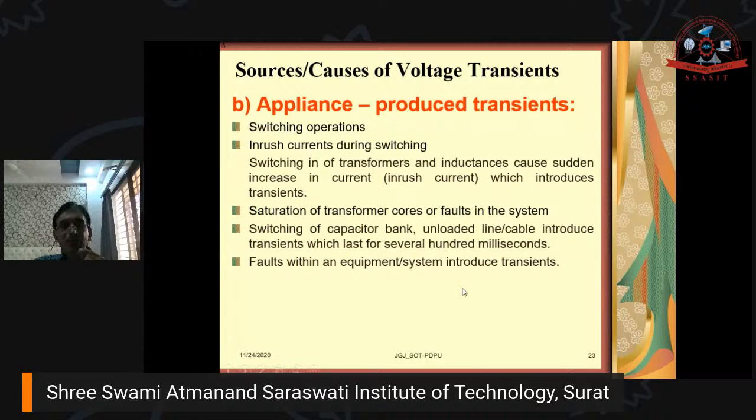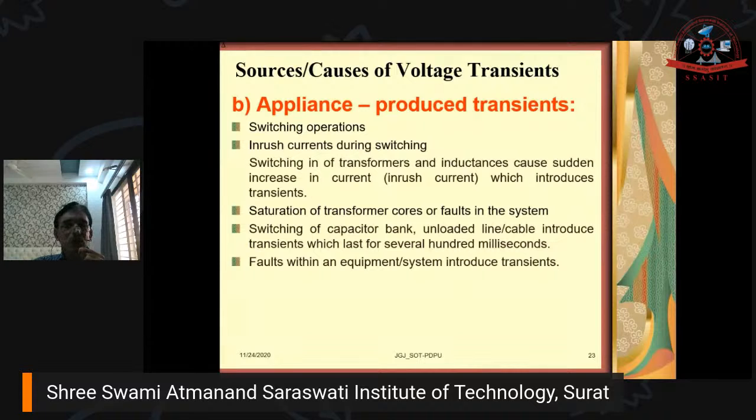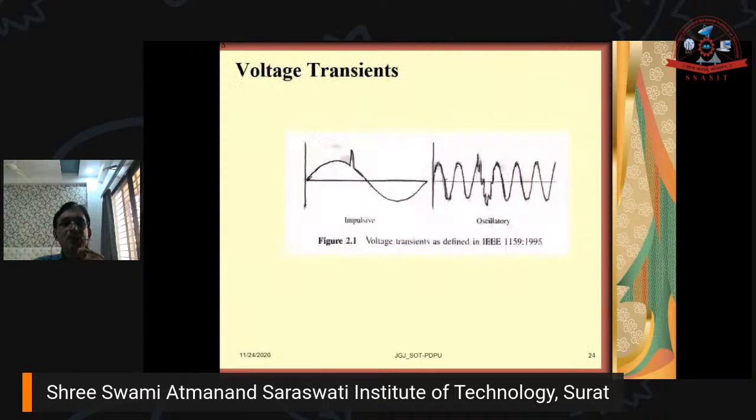Then faults within the equipment or the system may introduce transients. So these are the sources or the causes of the voltage transients, right? It is lightning, then switching. In short, lightning, switching, different types of faults, the inrush current during switching, and also the saturation of the transformer core may cause voltage transients. Now, you can see this figure, voltage transients as defined by the IEEE standard 1159. A sudden rise in voltage for a very short duration is called a voltage transient.